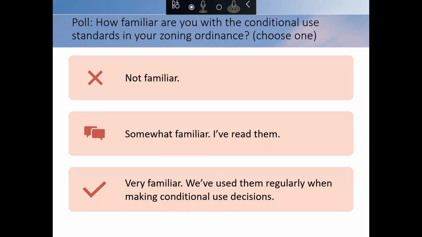So now we're going to do our first poll. So Lynn's going to launch the poll while I read the question for you. We're asking you to respond to how familiar are you with conditional use standards in your zoning ordinance? Please select one. Not familiar, somewhat familiar, I've read them, or very familiar. We've used them regularly when making conditional use decisions. So I'll give you a few seconds here to finish putting in your answers, and then I'll share the results of this poll. It's like just a few more people entering.